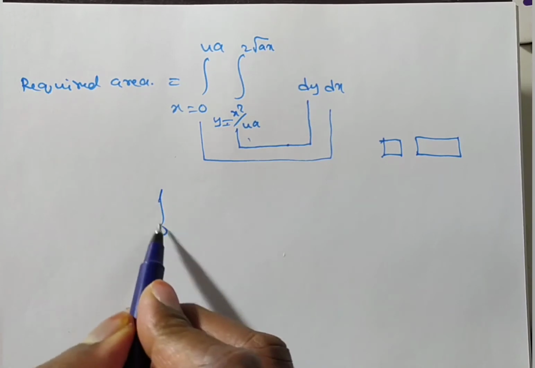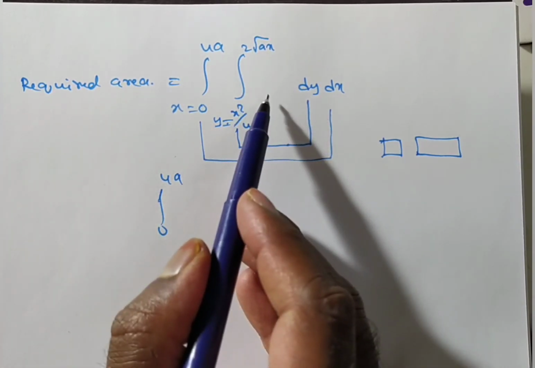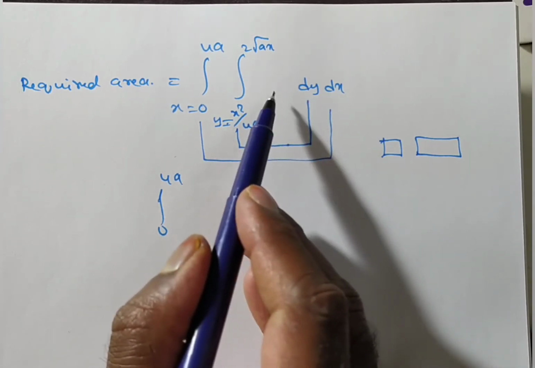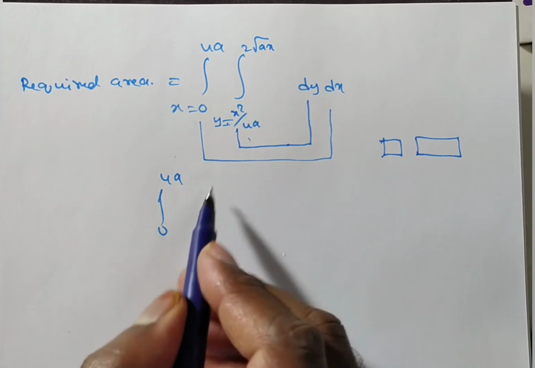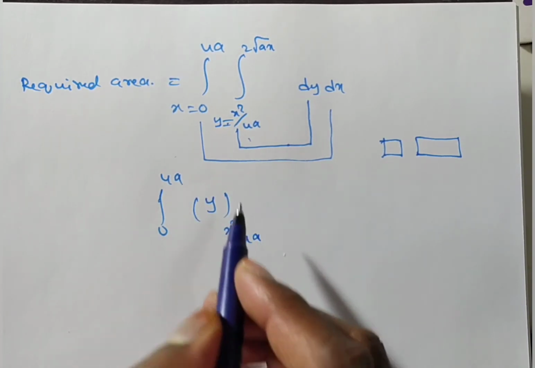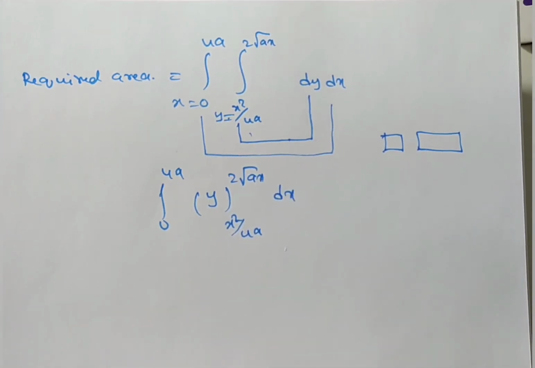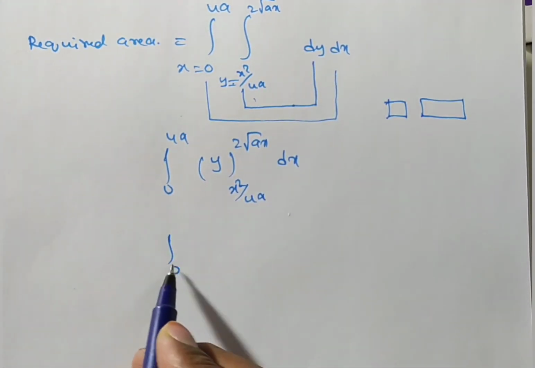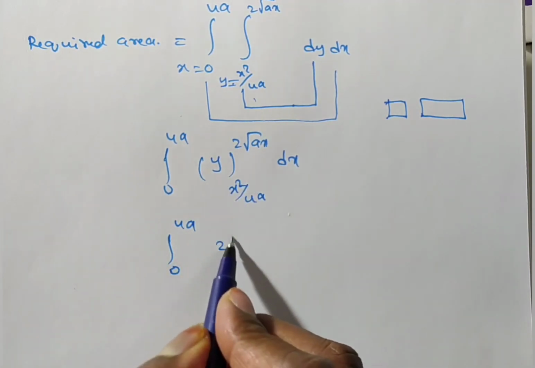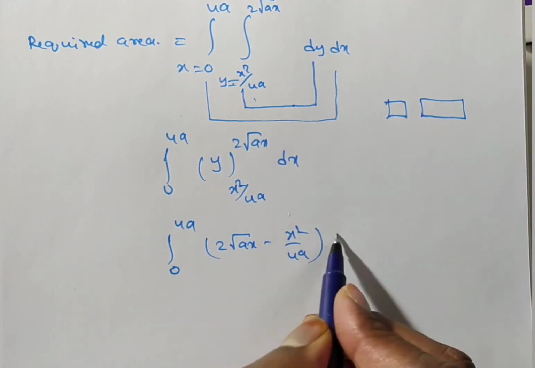Now integral 0 to 4a, I am integrating with respect to y. What is the integrand here you have? Nothing else. By observation, nothing else. Nothing but dy dx, the integrand is 1. So the integration with respect to y is y. Limits from x square by 4a to 2 root ax, dx. Now you integrate, simplify this. Integral 0 to 4a, upper limit minus lower limit. That is 2 root ax minus x square by 4a, dx.